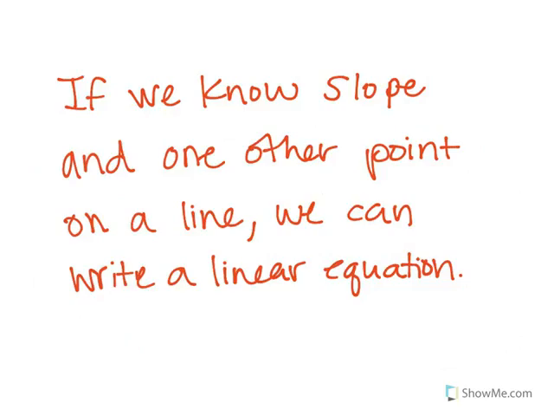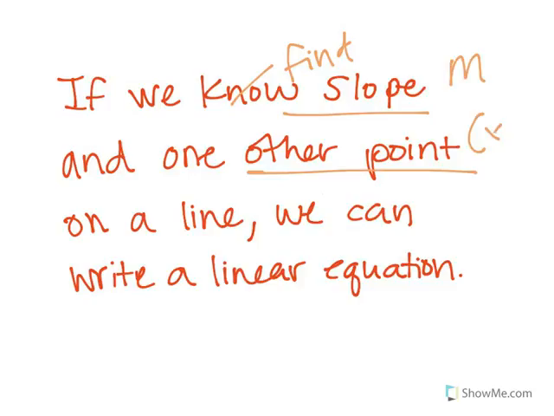Point-slope form is really cool because now, as long as we can find or know the slope, so not just know it, but maybe even find it, and one other point on the line. So here we've got m, and here you've got x1, y1. Whenever we have or can find slope and one other point, we can always write a linear equation.